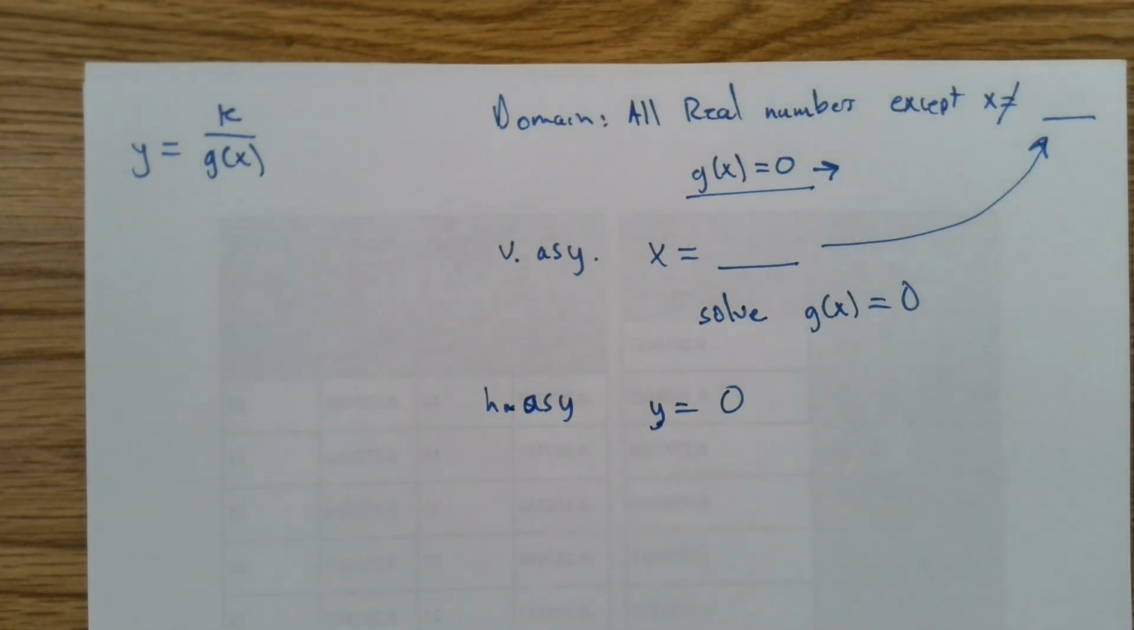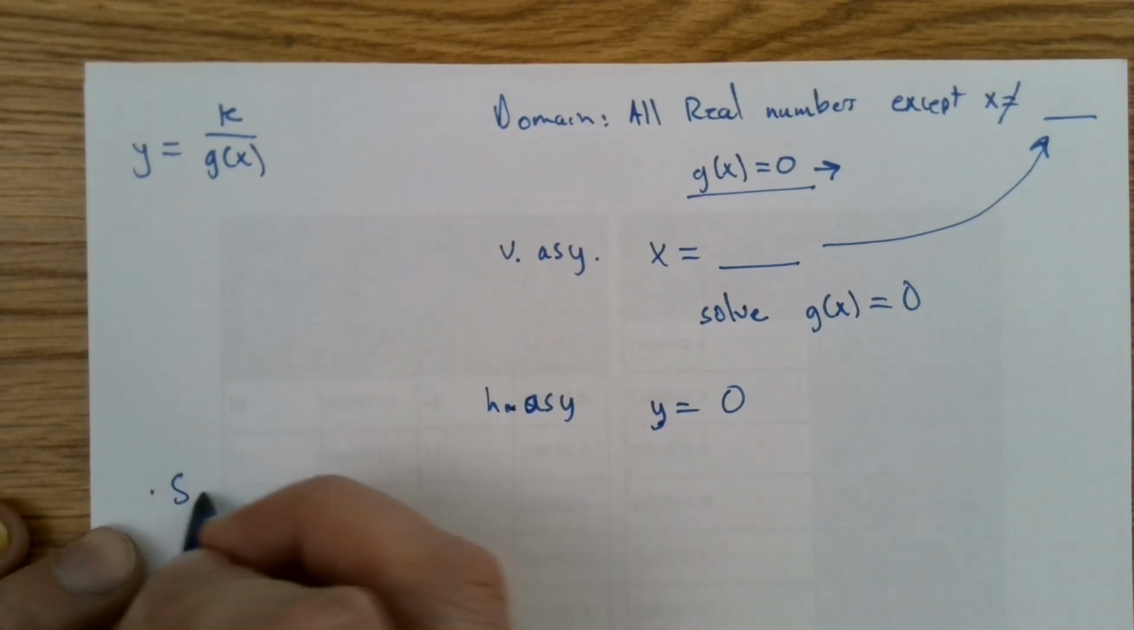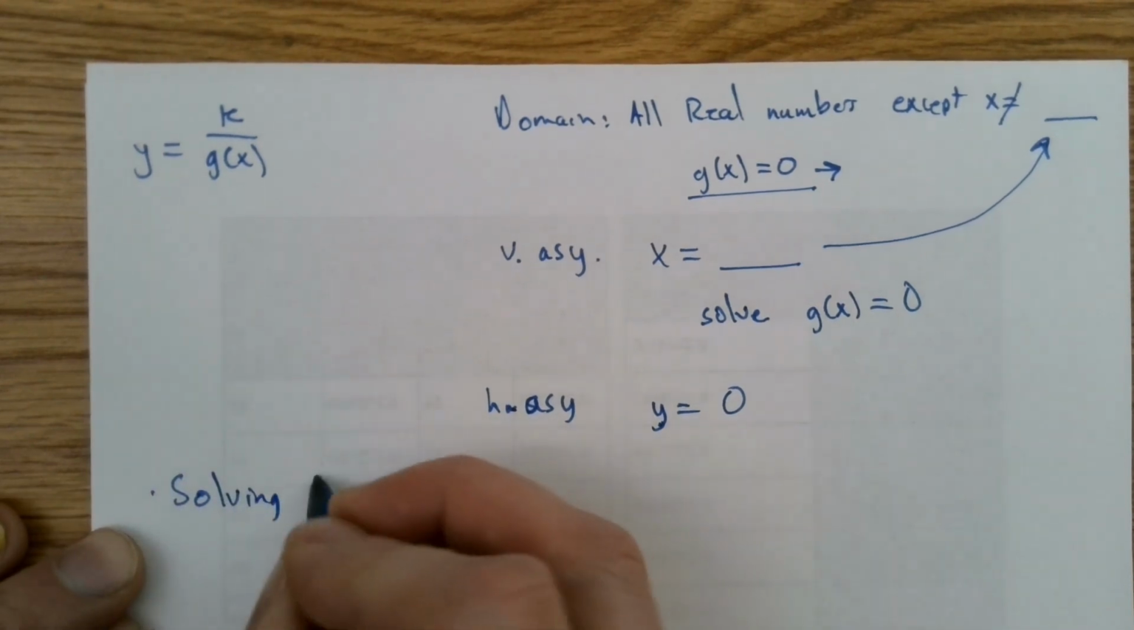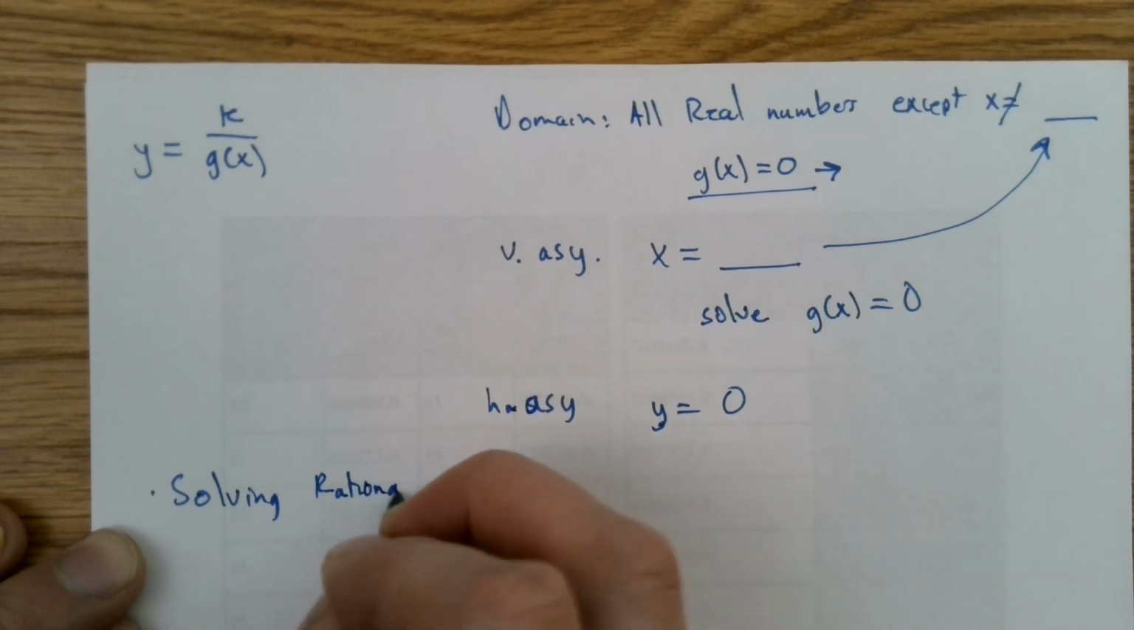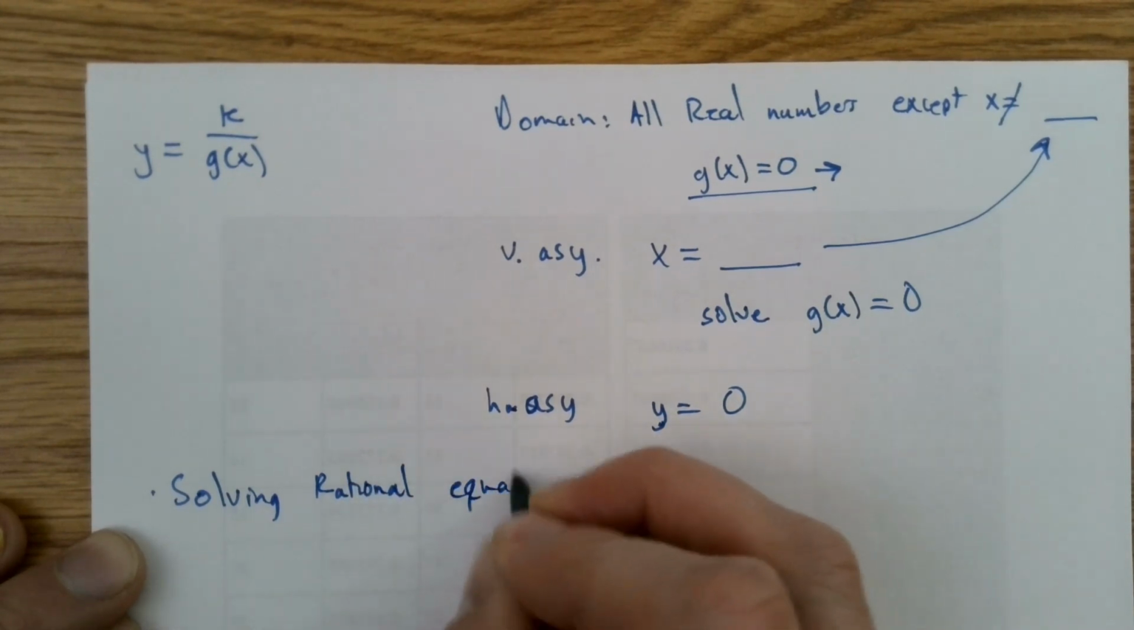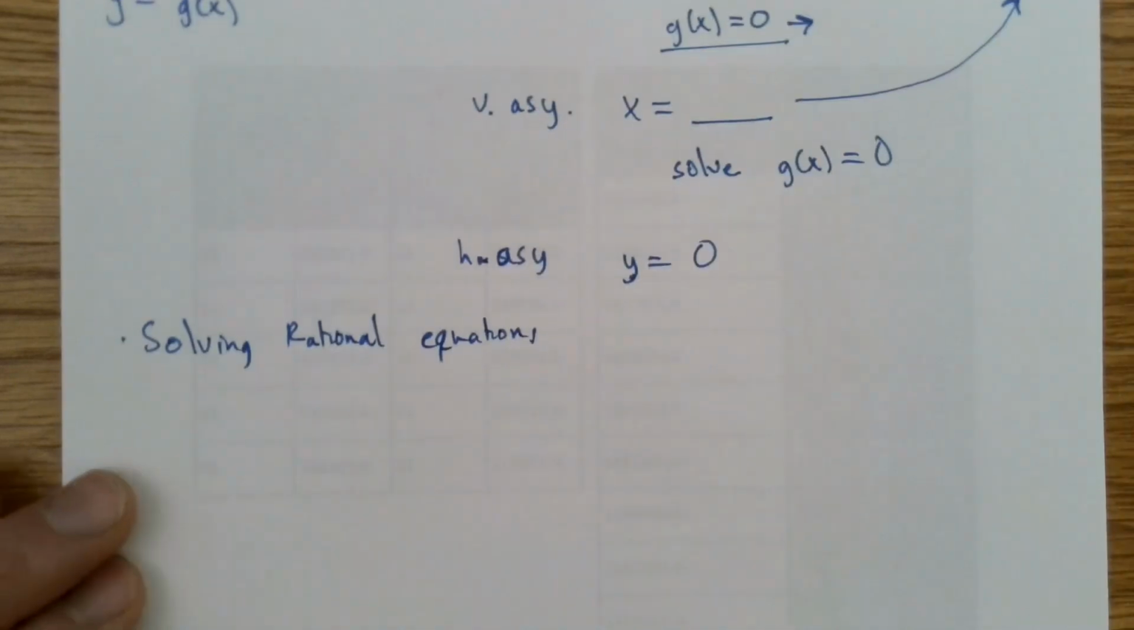Okay, and then in 5.4 we looked at solving these rational equations, and we looked at the graphical method. That should be your go-to method.